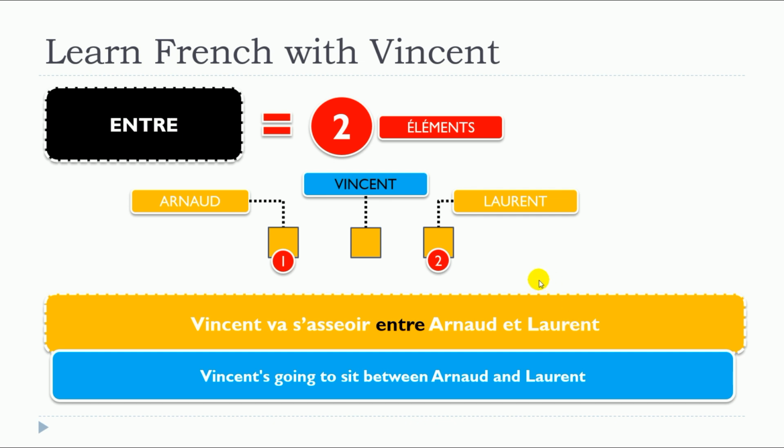Situation is exactly the same here. You've got two persons. First Arnaud is here and then Laurent is here. So because we have two persons, so deux éléments, I should have put deux personnes, we can use entre. Vincent va s'asseoir entre Arnaud et Laurent.